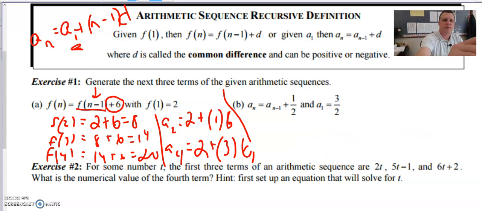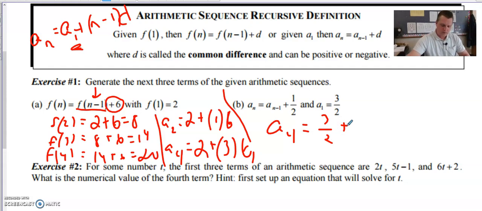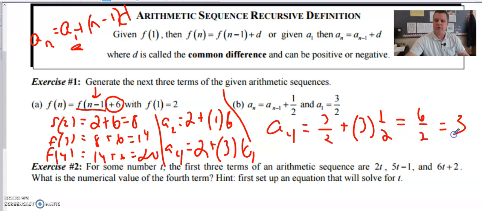So then A3, come on, what the heck is going on here? A3 is A1 plus n minus 1. I just did that, didn't I? Yes, I did. I want A4, right? Sorry. Because I already did 2, 3, so I need A4. See what happens when you erase it? A4 is 3/2 plus, what do I have? 4 minus 1, 3 times 1/2. So that gives me 3/2 plus 3/2 equals 6/2, which equals 3.